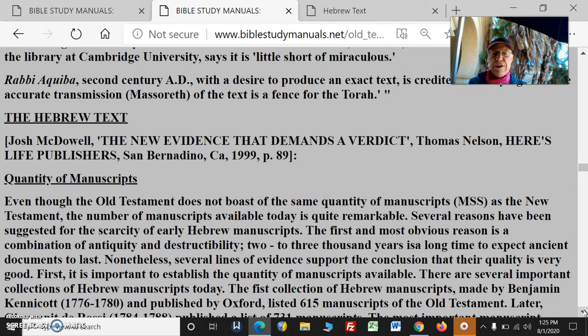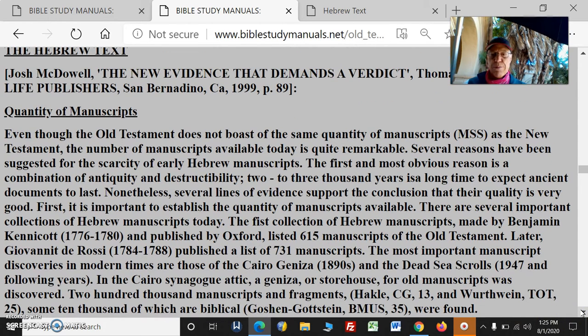Nonetheless, several lines of evidence support the conclusion that their quality is very good. First, it is important to establish the quantity of manuscripts available. There are several important collections of Hebrew manuscripts today. The first collection of Hebrew manuscripts, made by Benjamin Kennicott and published by Oxford, listed 615 of the Old Testament. Later, Giovanni de Rossi published a list of 731.